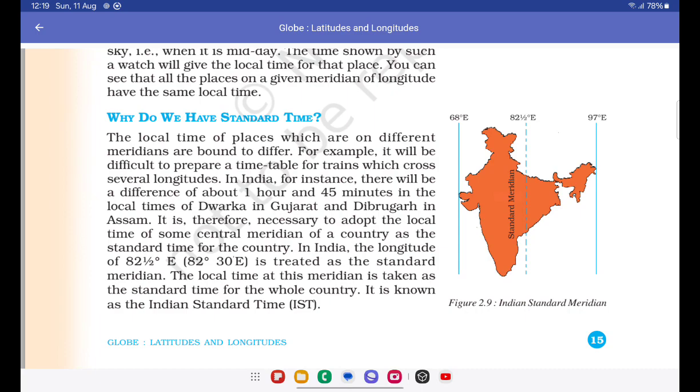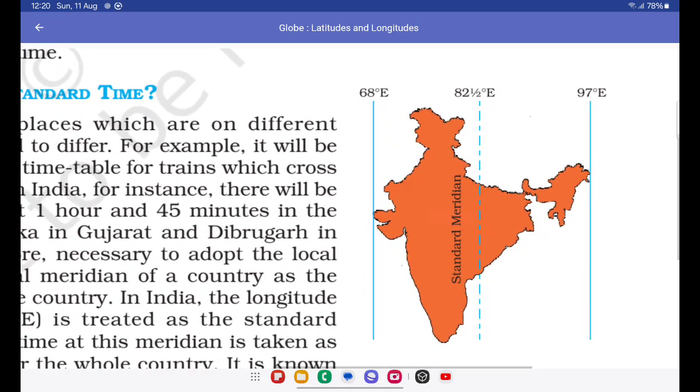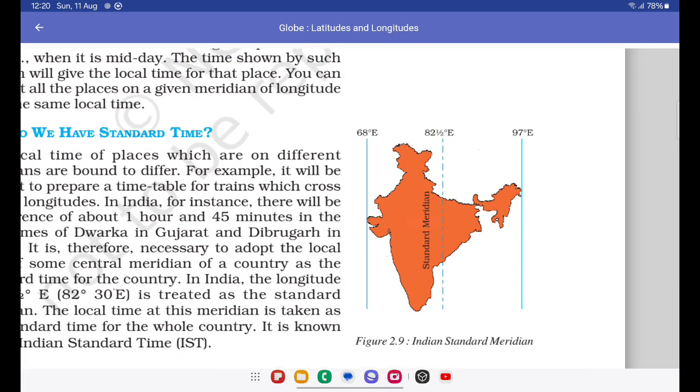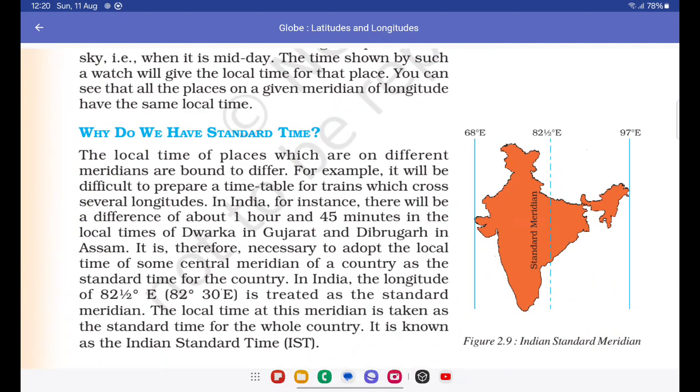For example, it will be difficult to prepare a timetable for trains which cross several longitudes. In India, for instance, there will be a difference of about 1 hour and 45 minutes in the local times at Dwarka. So basically, this is our standard time, similar to the prime meridian. This is the time that all of the country has to follow.